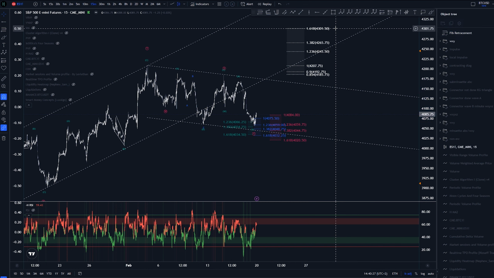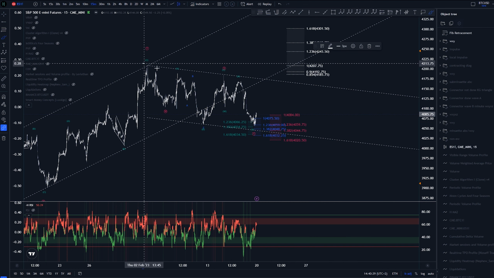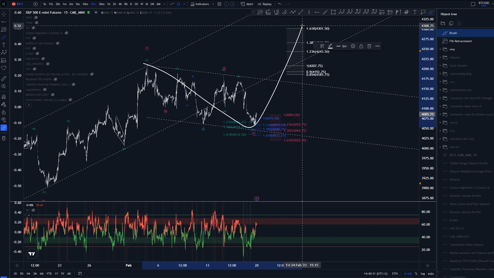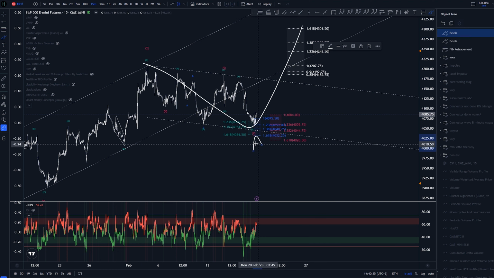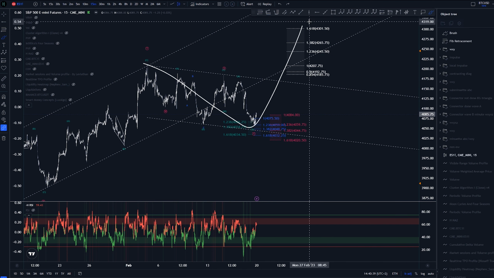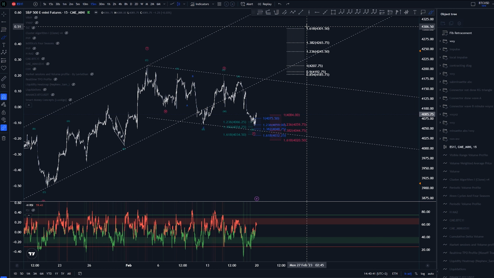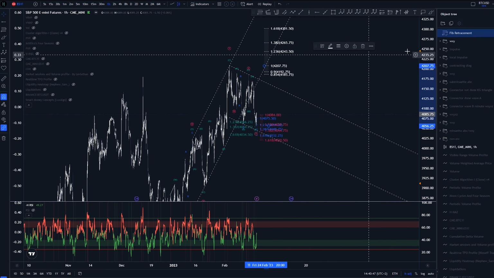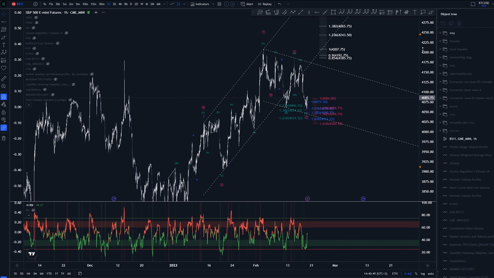If we start to break the $4,300 area here, it starts to make it more likely that this is not a B wave anymore. So this would be wave A here, and this would be wave B, and then we'd be looking for C. But if it goes beyond the $4,300 area, then we are most likely looking at something else completely. But until that happens, I'm still going to be favoring this over anything else.